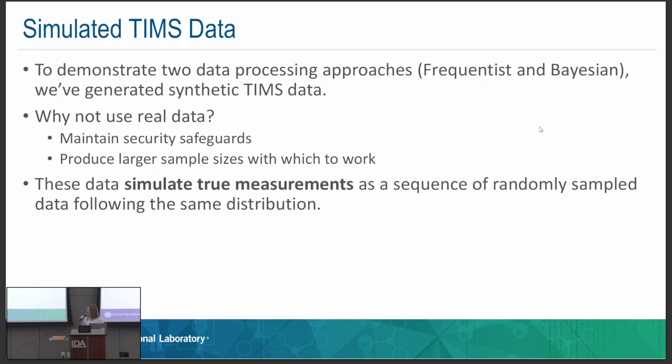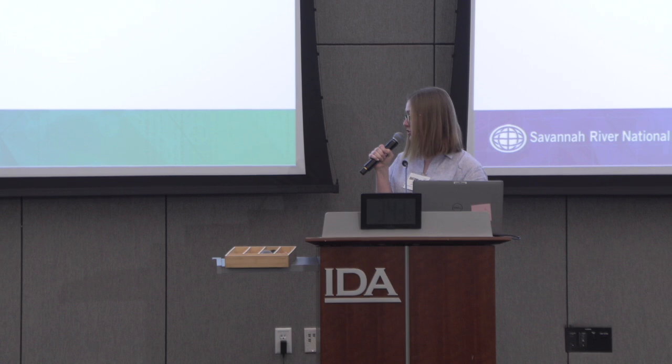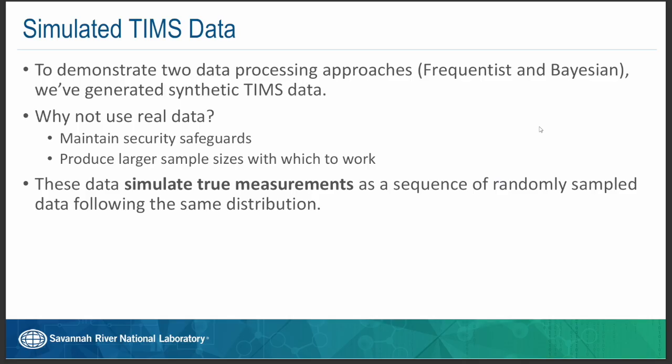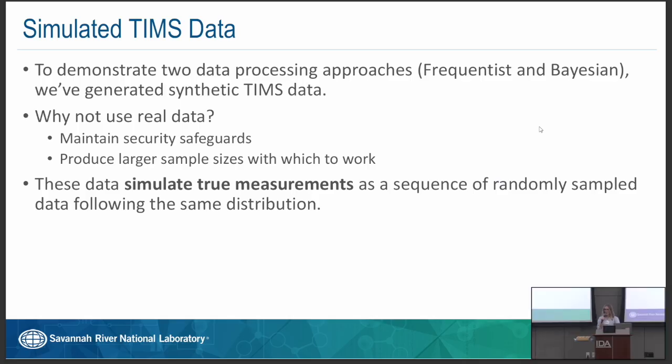So one of the things that's important to mention here is that with a lot of work in DOE, we have a measure of security that we have to maintain. So we are looking at simulated data for TIMS in order to compare a frequentist and Bayesian approach. Why can't we use the real data? Well, we want to protect our customers' information as well as the samples that we're using in research.